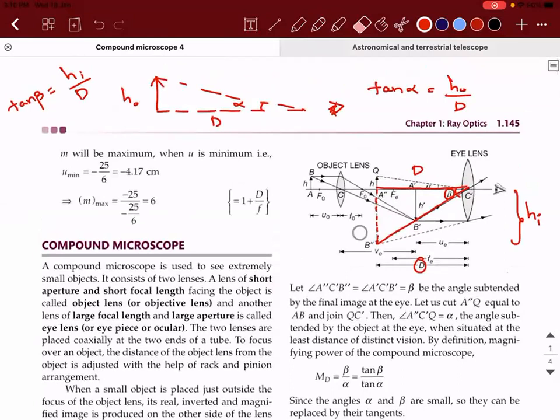Because HI is the final image formed by it. Now I can't take with respect to both the lens. Okay, I'm coming to this point. So tan beta, see, this is right. HI divided by D is right only. I'm not saying it is wrong, but I need not take that. I'll come to that point. So H dash divided by UE is also tan beta, is equal to H dash divided by UE.